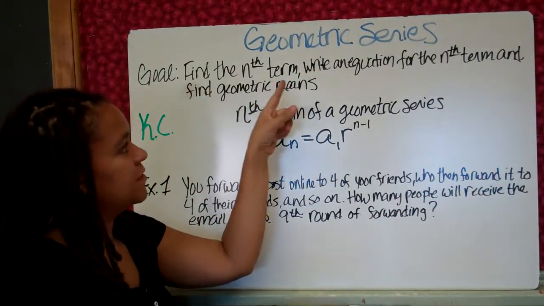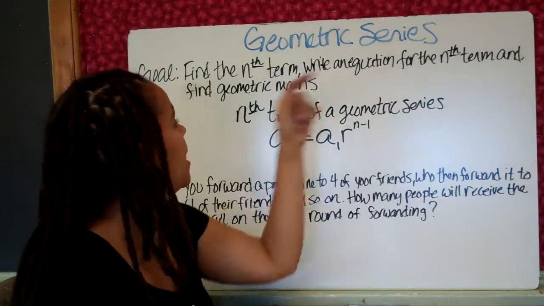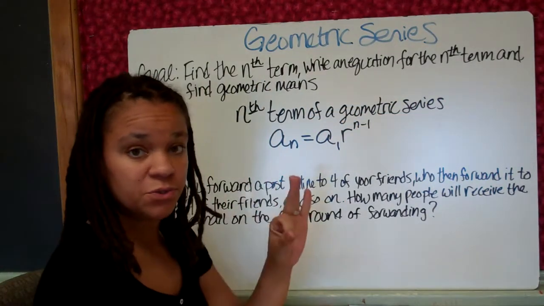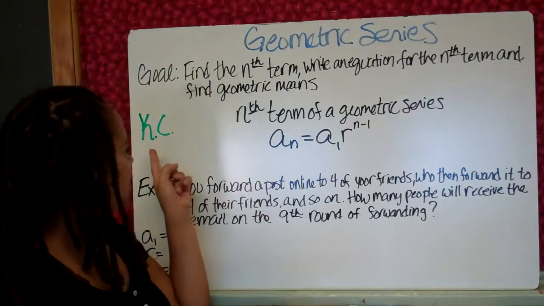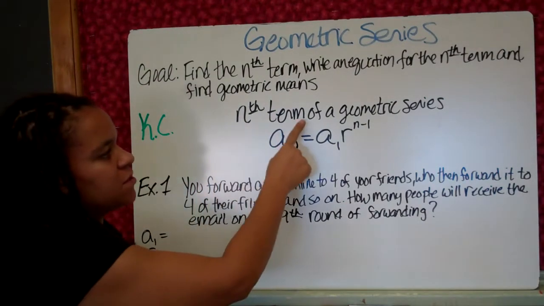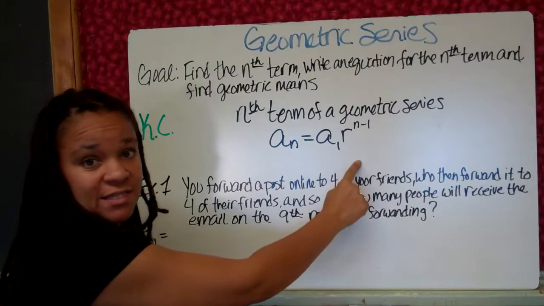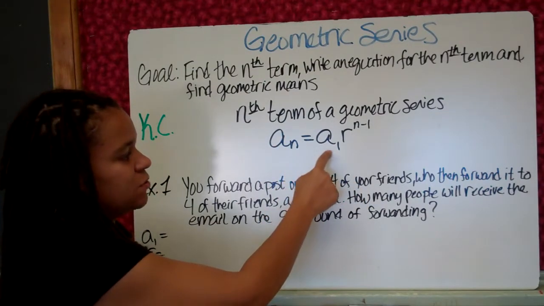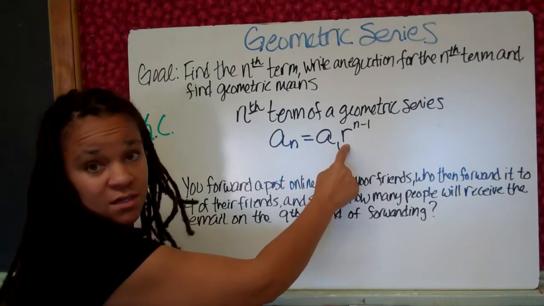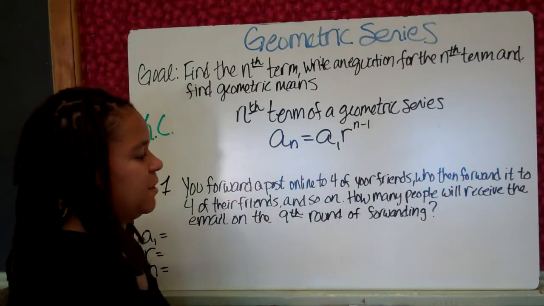Our goal is to find the nth term, write an equation for the nth term, and find the geometric mean. So there's three different things that we're going to do. Key concept here, the nth term of a geometric series can be found by this equation. A sub n is equal to the first term times the common ratio to the power of n minus 1.